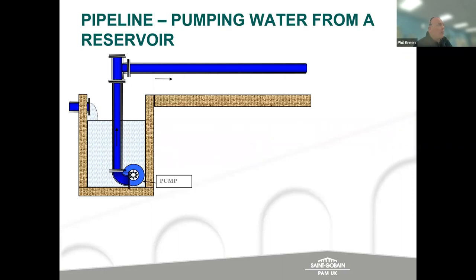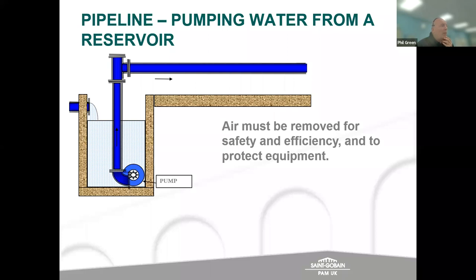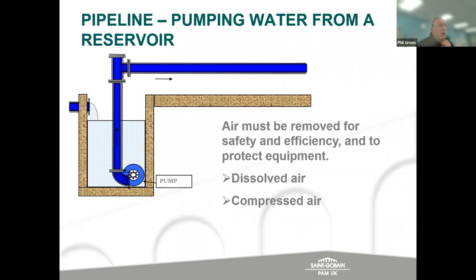If we look at a simple pipeline system, we'll start off in a wet well and a pumping system. When you've got a pipe in a well, you need to understand that they're prone to air, and air must be removed for safety and efficiency to protect equipment. You can get compressed air from a pump at startup, and you can get a vortex at pump suction. If the head at the pump suction in the well is low, a vortex is formed above the suction of the pipe, and air is drawn directly into the pump, hence into the pipeline. So there's a number of ways in which air can get into a pipeline from a pump.